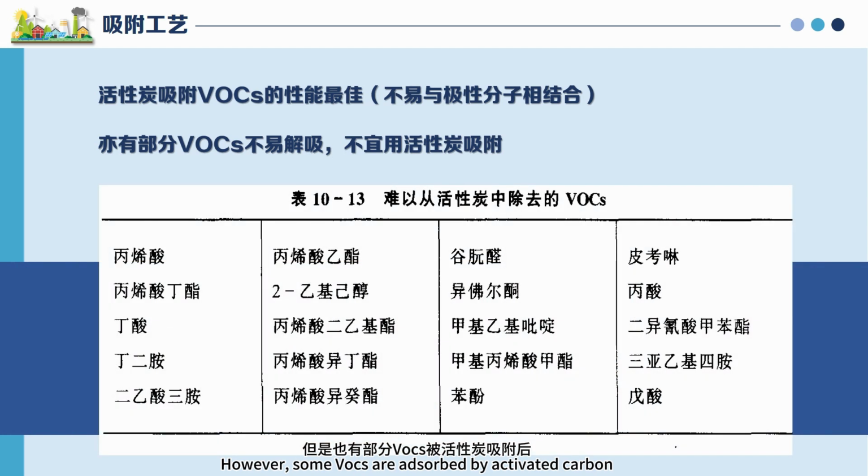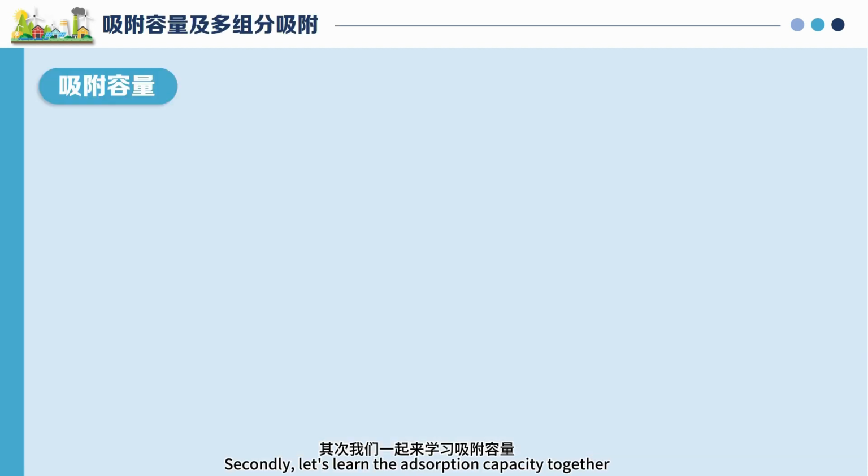However, some VOx, once adsorbed by activated carbon, are difficult to remove from it. For this type of VOx, activated carbon should not be used as adsorbent. Other adsorption materials should be selected. Secondly, let's learn the adsorption capacity together.